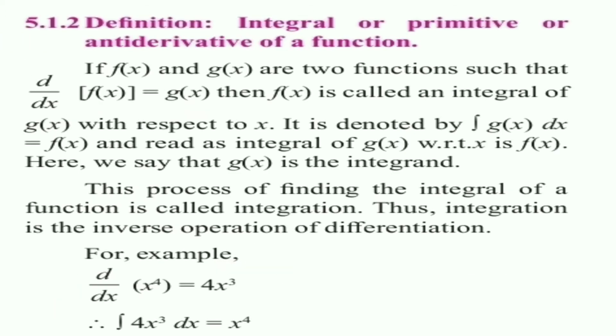Now we see the definition of integral or primitive or antiderivative of a function. If f of x and g of x are two functions such that d by dx of f of x equals g of x, then f of x is called an integral of g of x with respect to x. It is denoted by integration of g of x dx equals f of x, and read as integral of g of x with respect to x is f of x.